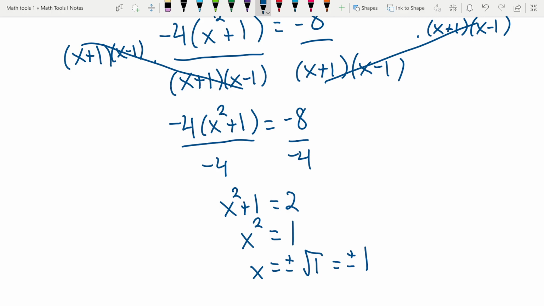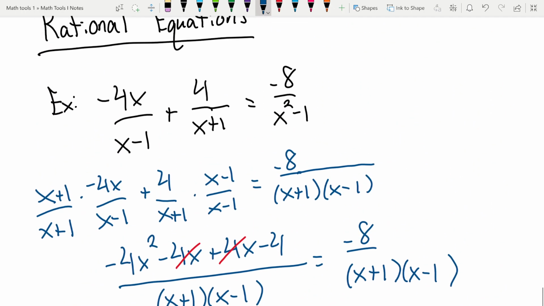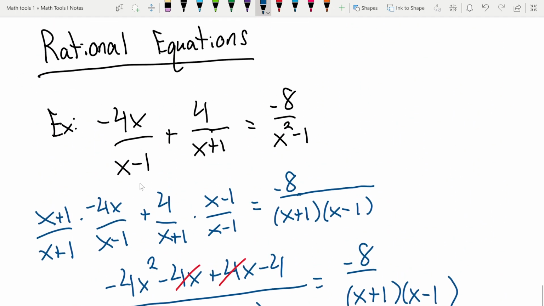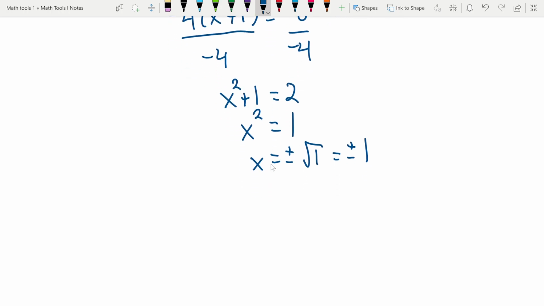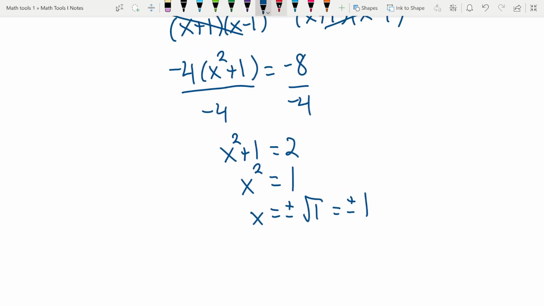Now, in any problem where we have a domain issue, we need to go back and check, can this even work, right? Is this even a possible solution? And in this case, the answer is going to be no, right? Because if we go back and plug in 1, then this denominator is going to be 0, and this one. If we plug in -1, then this denominator is going to be 0, and this one. So in this case, 1 and -1 are both outside the domain, and neither work. So in this case, we're just going to have no solution. Okay, so we have to take the domain into account on these.